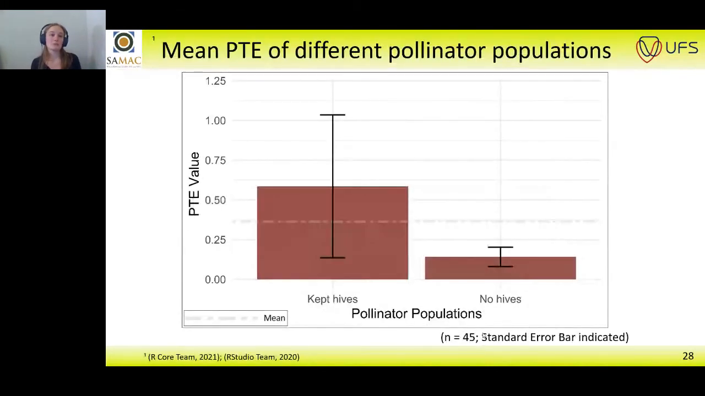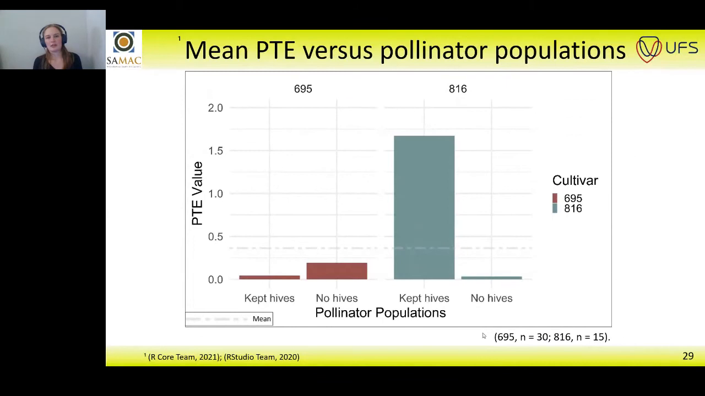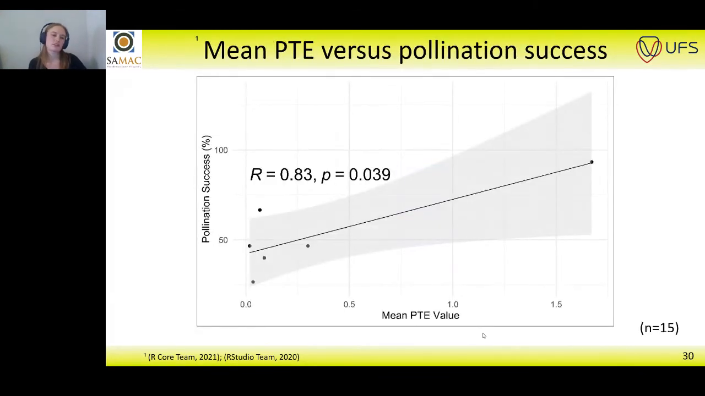When we looked at the mean PTE of the different pollinator populations, we see that the PTE value for farms that brought in kept hives was generally quite a bit higher than the PTE for the farms that did not bring in hives. When we split those PTE values into the 2 different cultivars that I collected from, we also see that 816 contributed a lot more towards the PTE value that I showed previously, as opposed to 695. When measuring pollination success and PTE value, we do also see that there's quite a strong correlation between the 2.